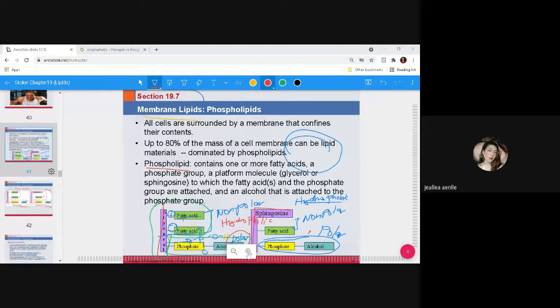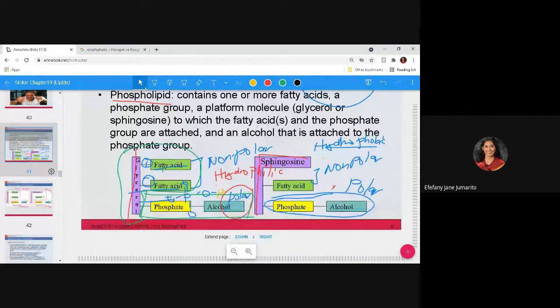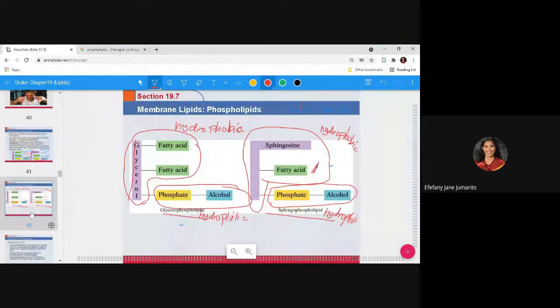Amphipathic, ma'am. Okay, amphipathic. So what makes it polar class? What makes it polar? Your phosphate and your alcohol group make it polar.